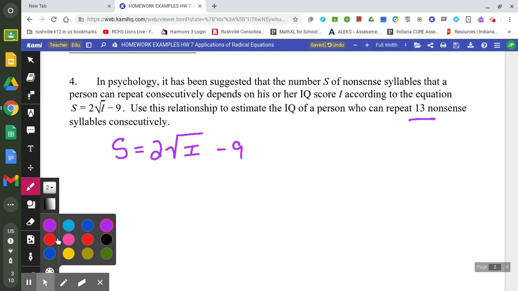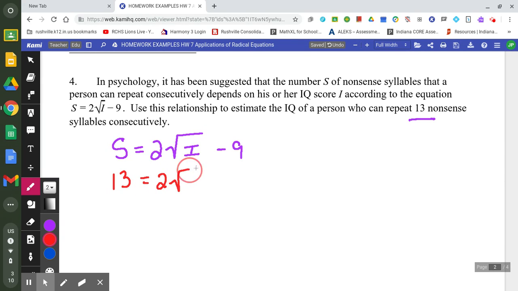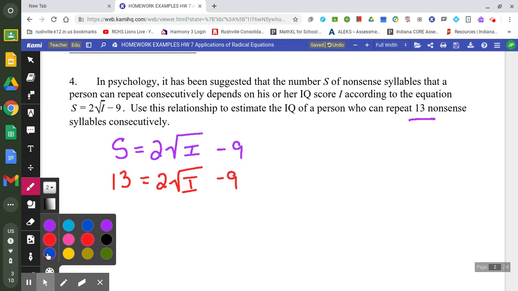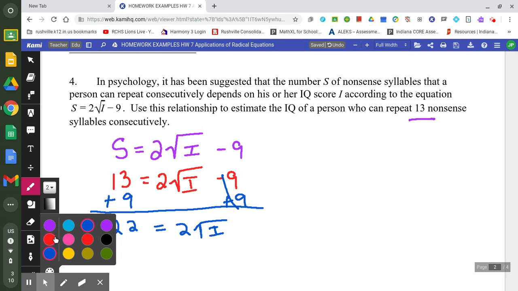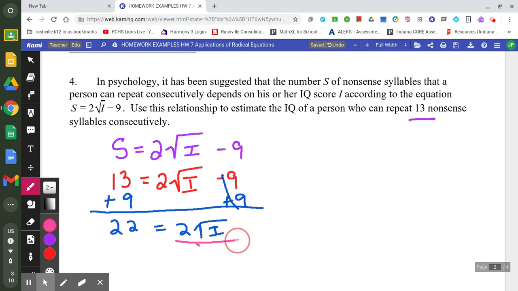So 13 goes here. In order to solve this, my radical has to be isolated. So I'm going to add 9 to both sides of the equal sign. And then my radical is still not isolated. So I'm going to divide by 2.